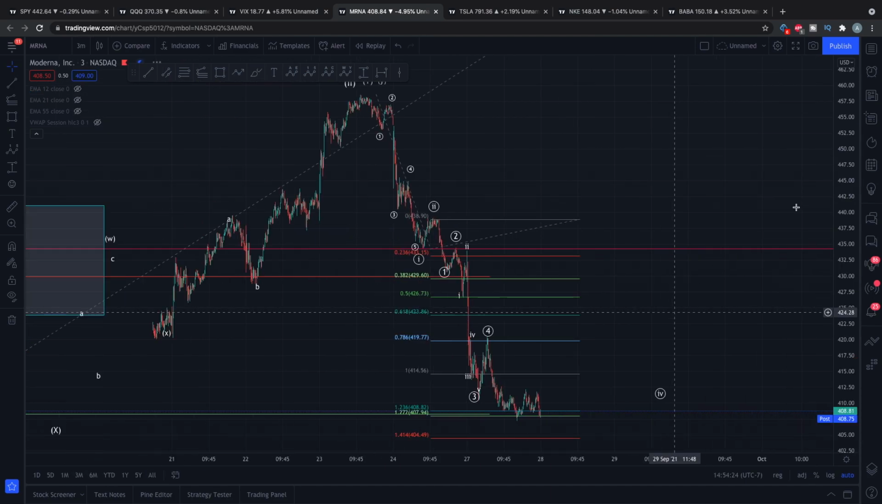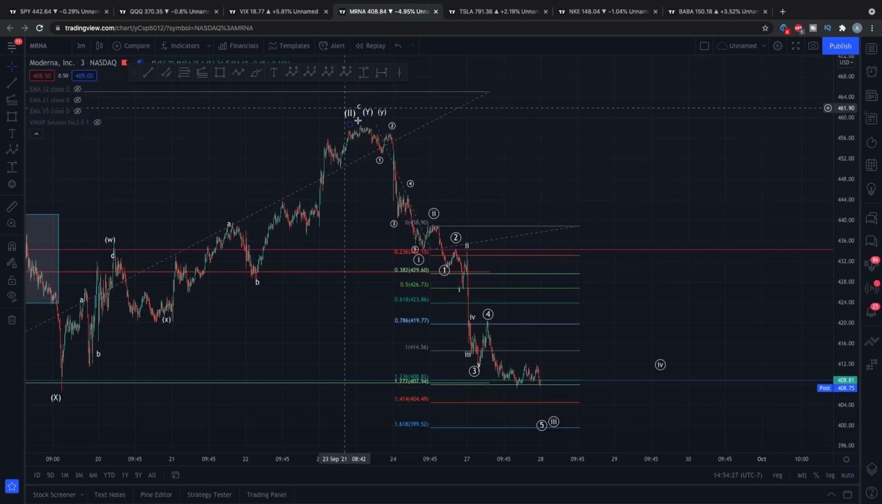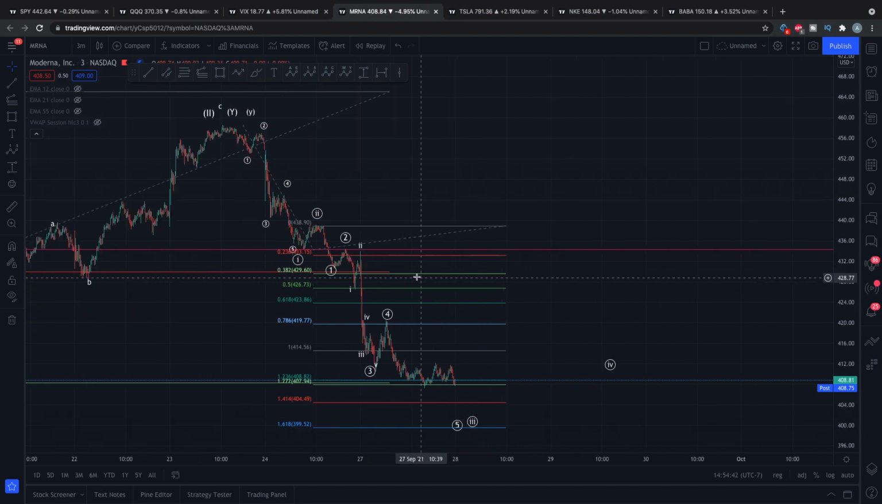So over here, we topped out for the wave 2. So this is the end of that complex correction for the wave 2. And then we moved downward, a 1 down, 2 up, 3, 4, 5, and then we have that forming the wave 1. Then a wave 2 up, 1, 2, 3, 4, 5. And this is a really important confirmation. So within this wave 3, we had a 1, 2, 3, 4, 5.